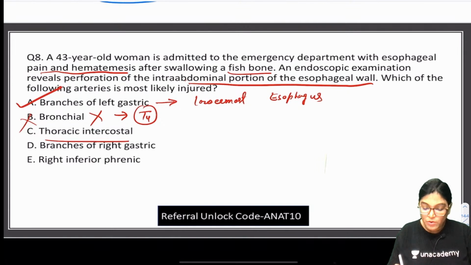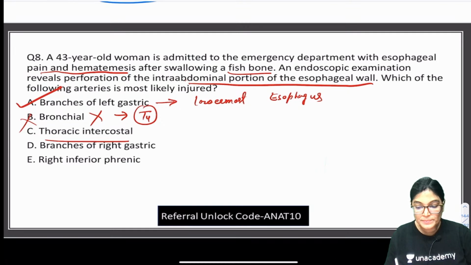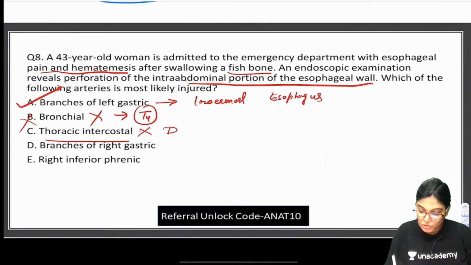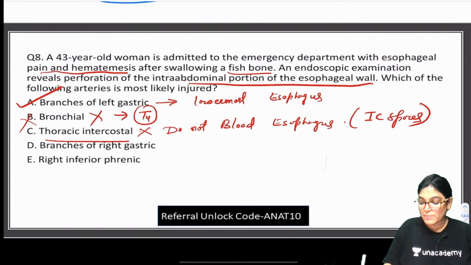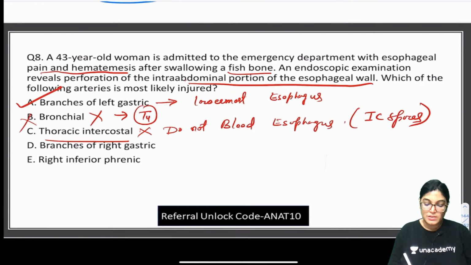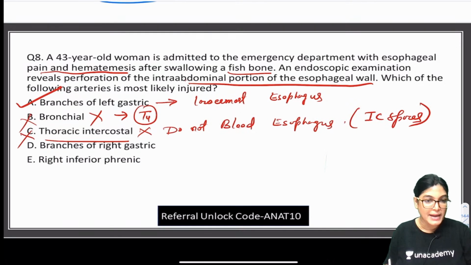Upper part only. Thoraco-intercostal, it does not contribute blood supply to the esophagus. It is not giving blood supply to the esophagus. It is basically giving blood supply to the intercostal spaces. It is giving blood supply to which spaces? Intercostal spaces. So that is the reason option C is not right.